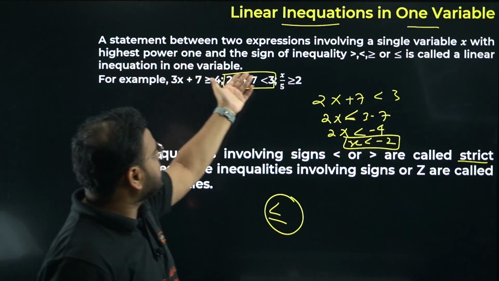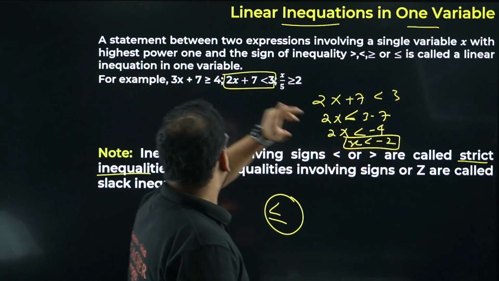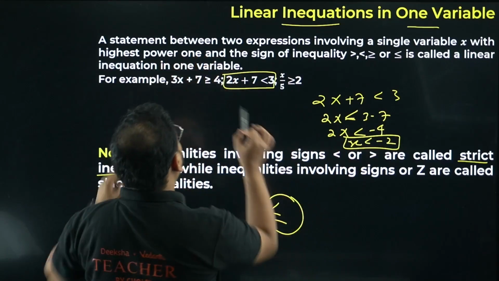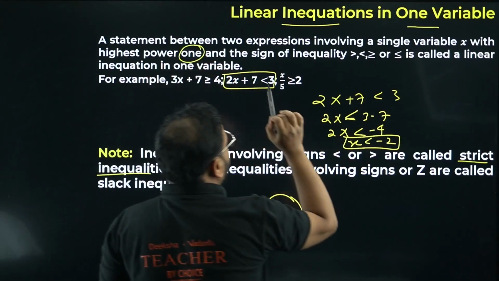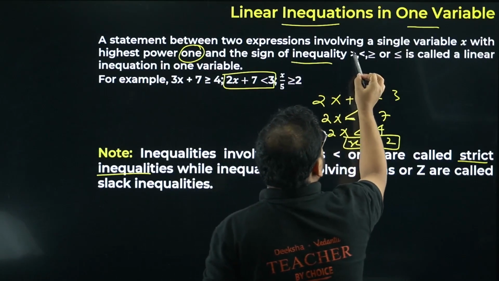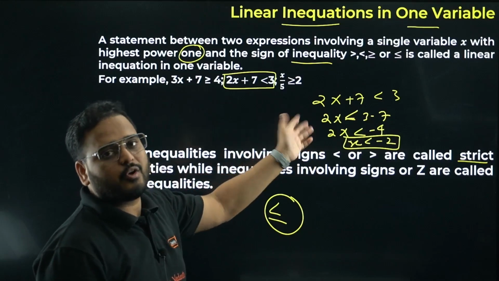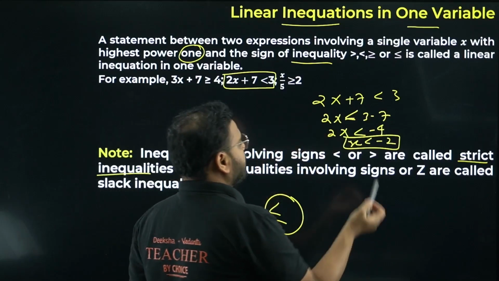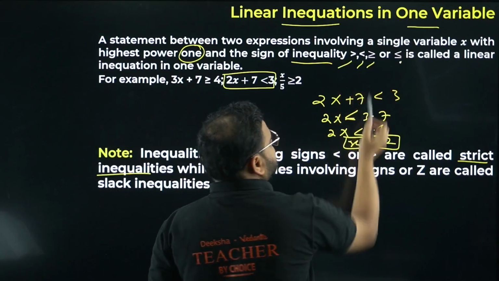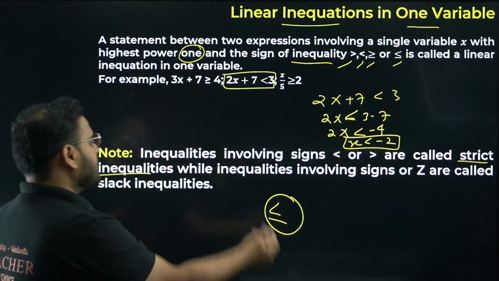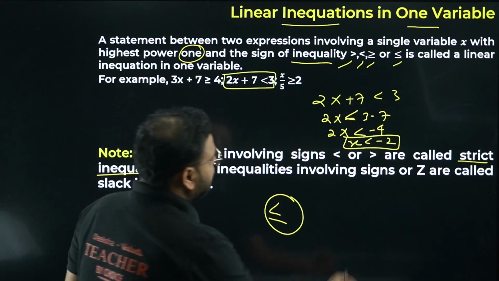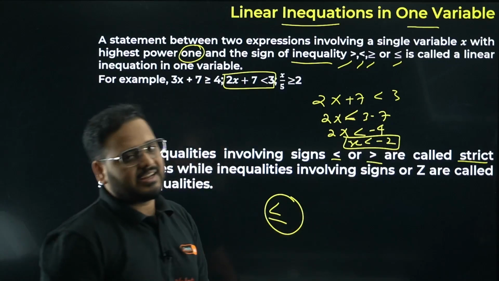So a statement between two expressions involving a single variable x with highest power 1, very important for linear inequations in one variable. The inequality is going to be either of them. In the case of inequality, you can write either greater than or less than, or greater than equal to or less than equal to. I can use any of these four cases. It's called linear inequations. Again, if it is just a less than or greater than sign, we call it a strict inequality.